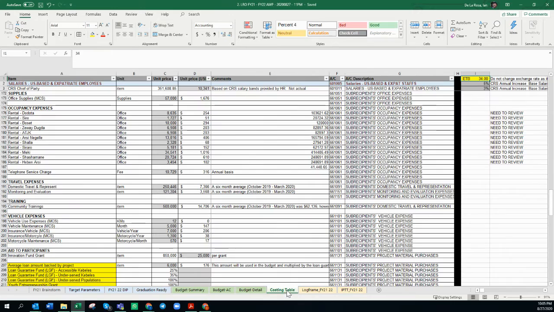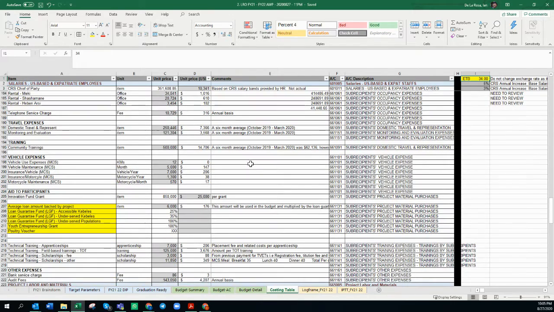Okay, going back to the costing table, a couple of new cells here. You're going to see we're looking at different types of loan guarantee fund. Depending on where or whom an FSP may work with will determine what they get. If they're working with their usual populations, they get 25%. If it's an underserved population, it could be 35%. If it's an underserved population, especially the disabled, that they would not typically lend to, we'll give them 100%. Then we are looking at entrepreneurship grants, 100%.